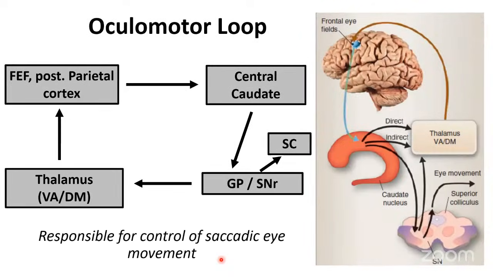Second is the oculomotor loop. It is responsible for saccadic eye movement. Here impulses from frontal eye field and posterior parietal cortex go to the caudate nucleus, not putamen. And then from there to the output nuclei of the basal ganglia, that is globus pallidus interna and substantia nigra pars reticulata, and from there to thalamus, and again to the frontal eye field. So this is the oculomotor loop, which is essential for the control of saccadic eye movements.